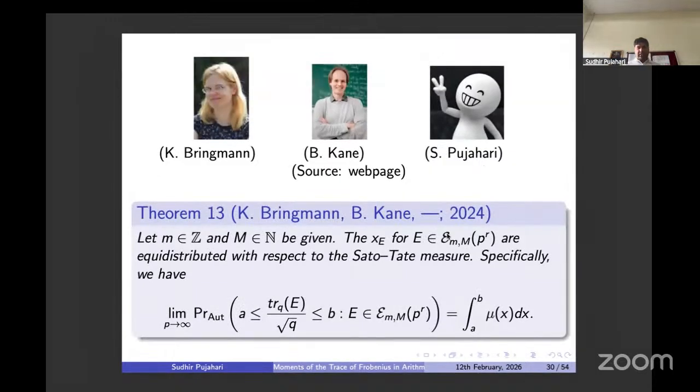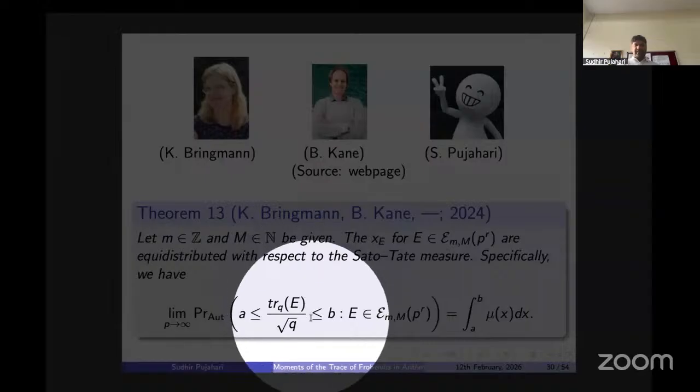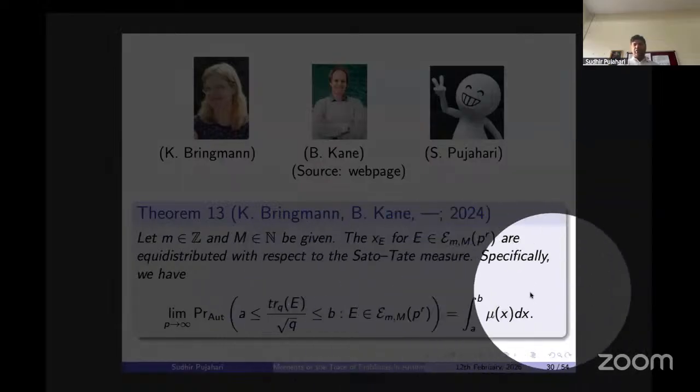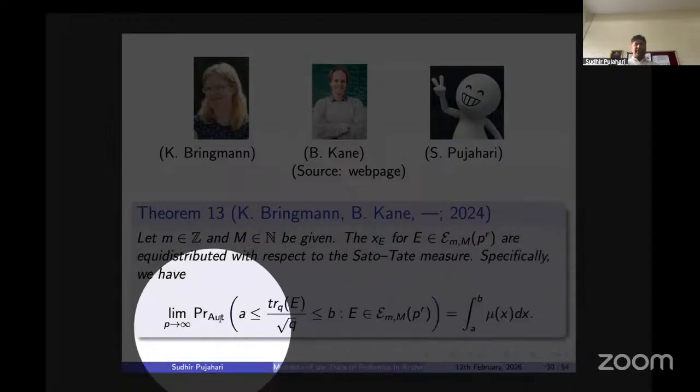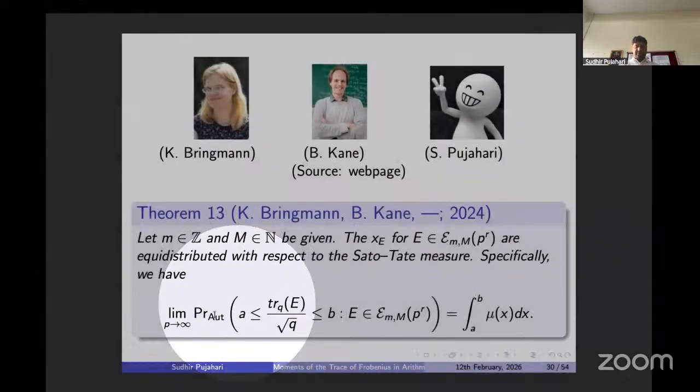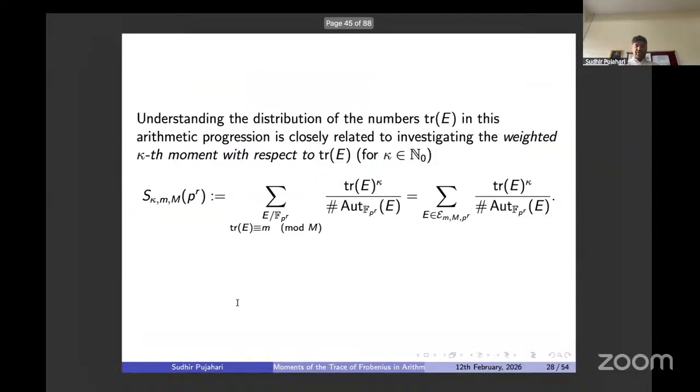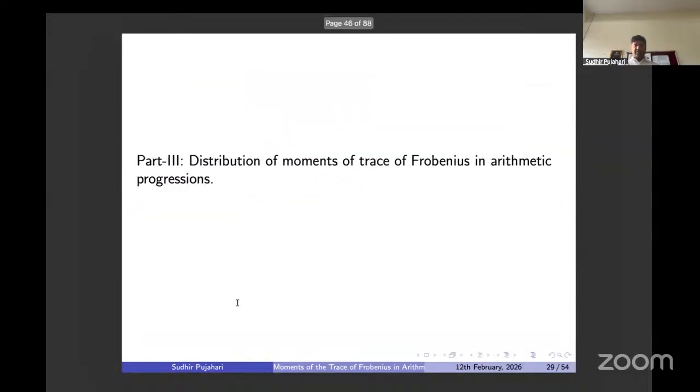And we showed, in joint work with Catherine and Ben, that even after this restriction, the trace of Frobenius of elliptic curves over a finite field is going to be equidistributed with respect to the same semicircular measure, but a weighted version, because the normalization we have done is going to show up. But that's not so bad, that's very natural.